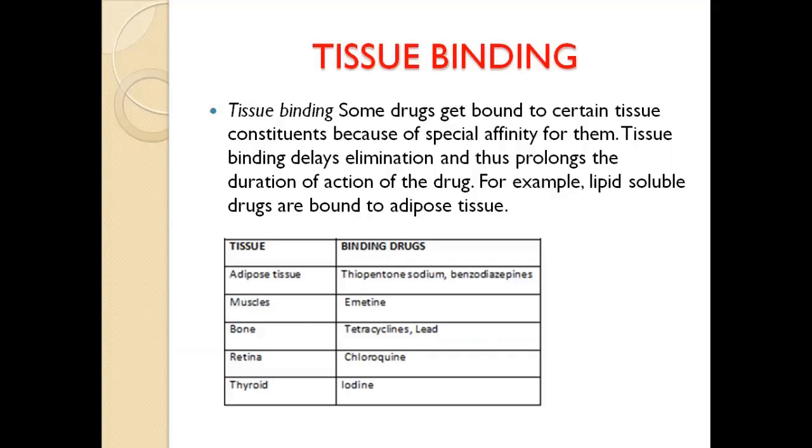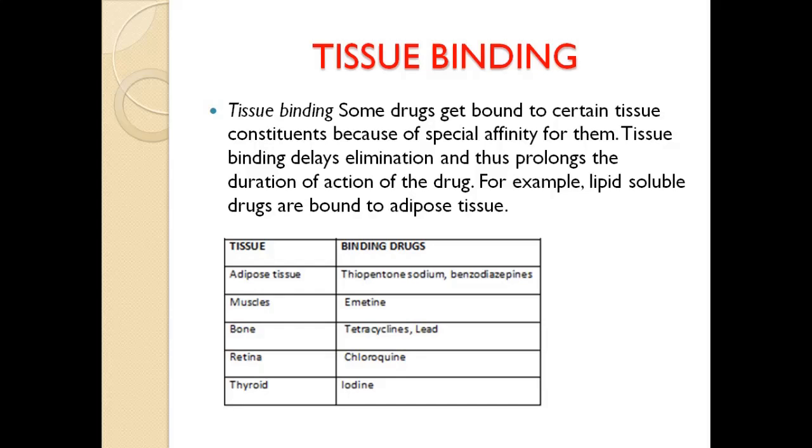Next we see tissue binding. Some drugs get bound to certain tissue constituents because of special affinity for them. Tissue binding delays the elimination and thus prolongs the duration of action of the drug. For example, lipid-soluble drugs are bound to the adipose tissues.